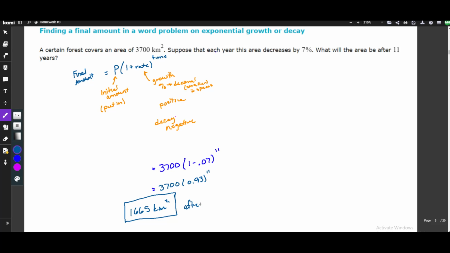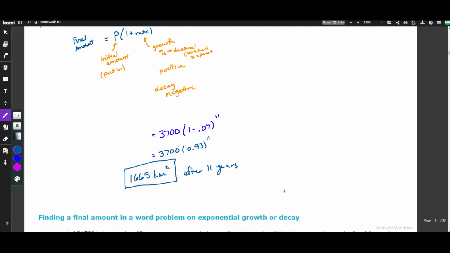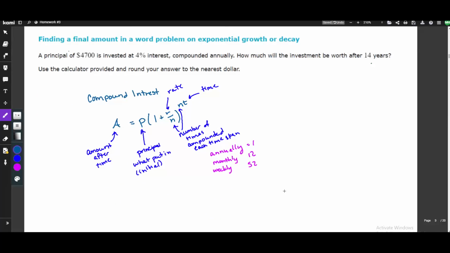All right, so this is a calculator problem, but it's making sure that you put everything in the correct spot and understanding how exponentials work. And then finding the final amount, it's the same problem. This time we're talking an interest rate. We're going to keep it a little simpler for this class. We're going to just talk annually compounded.